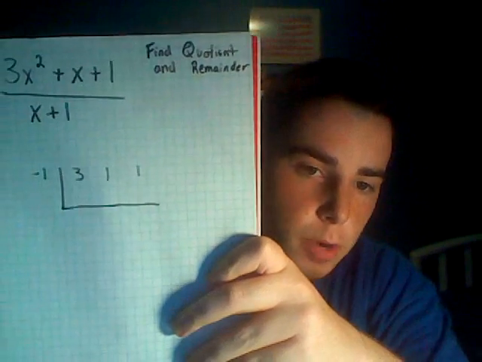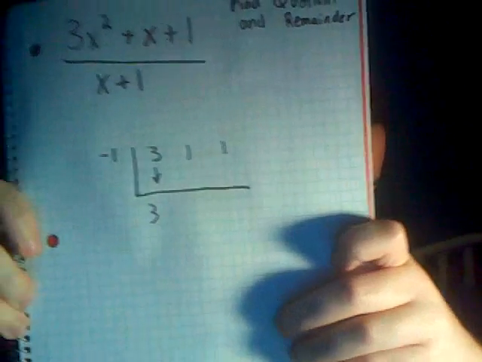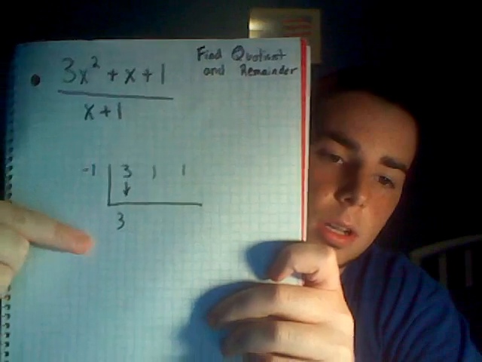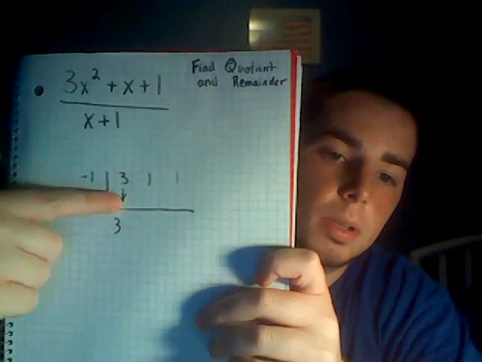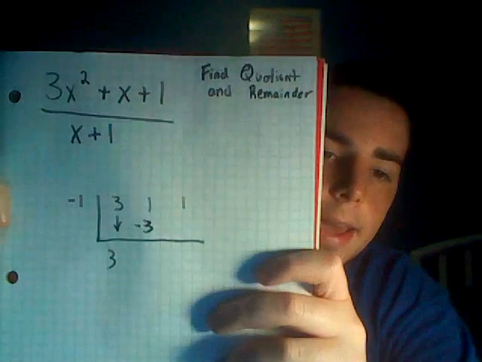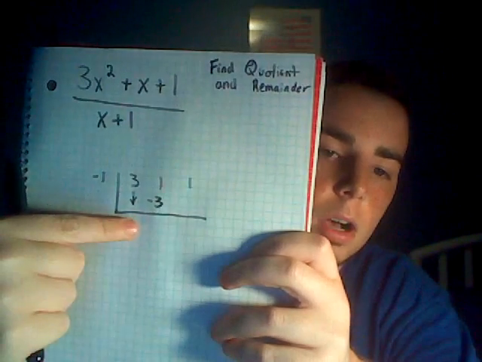The first number inside the bracket, the 3, you bring it down to the bottom and you put it outside the bracket like this. Then what you're going to want to do is times the number outside your bracket, that -1, by the 3. And you're going to want to put that underneath the first one inside the bracket. So -1 times 3 is -3. Then you would add, so 1 plus -3 would give you -2. And you put that underneath it, outside the bracket. That's right, -2.